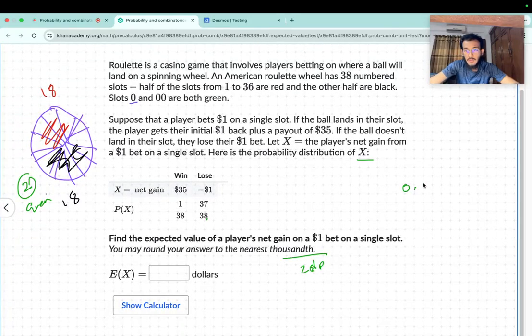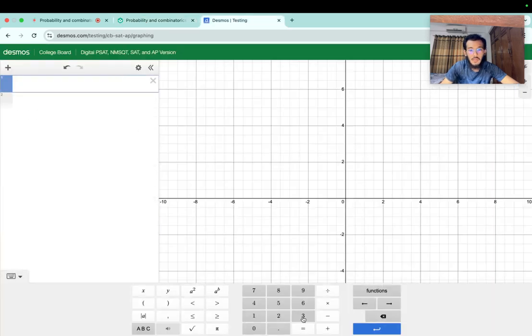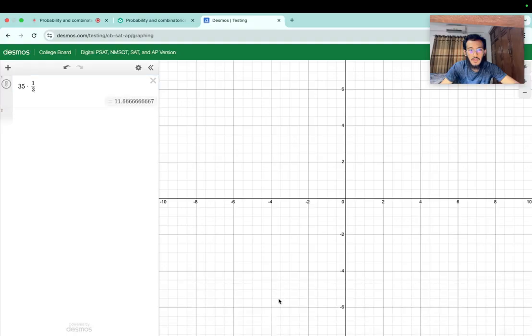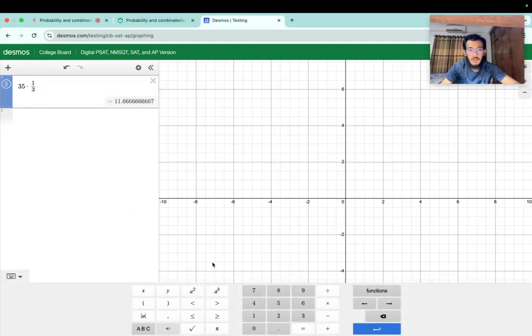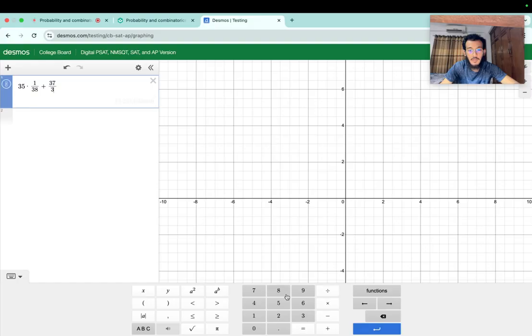So here, this is the ones, this is tens, this is hundredths. Rounded to 2 decimal places, to find the expected value of a player's net gain, the expected value is just the mean. So you get 35 times 1 over 38, plus negative 1 times 37 over 38.